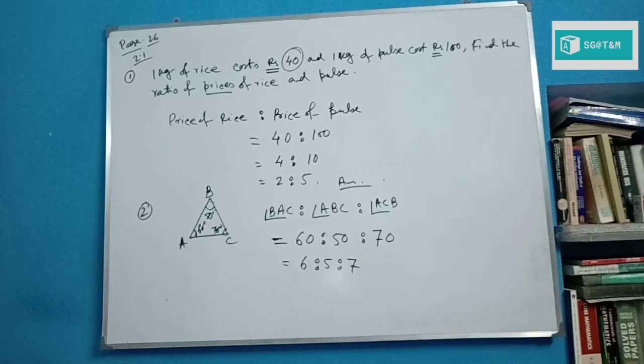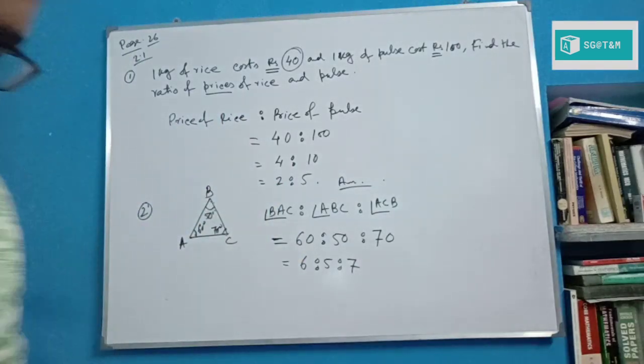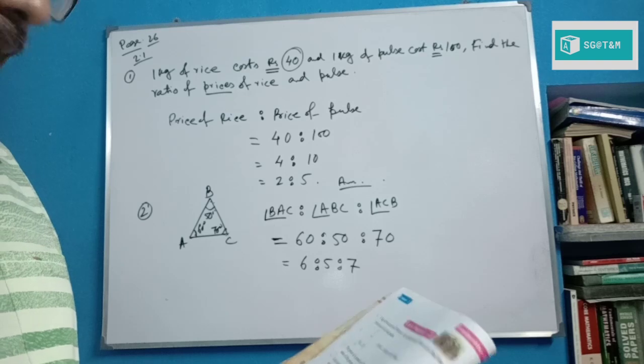Obviously, for rice and pulse, if we write the reverse way, then the ratio will also change. This problem we will discuss in the next class, not today. Next we start another problem.